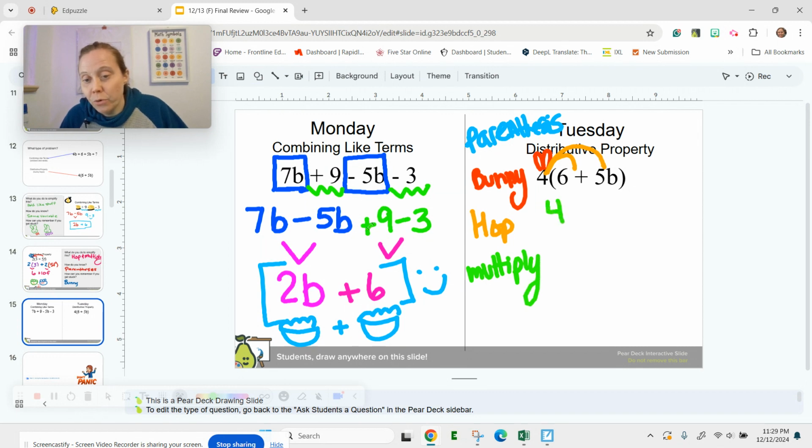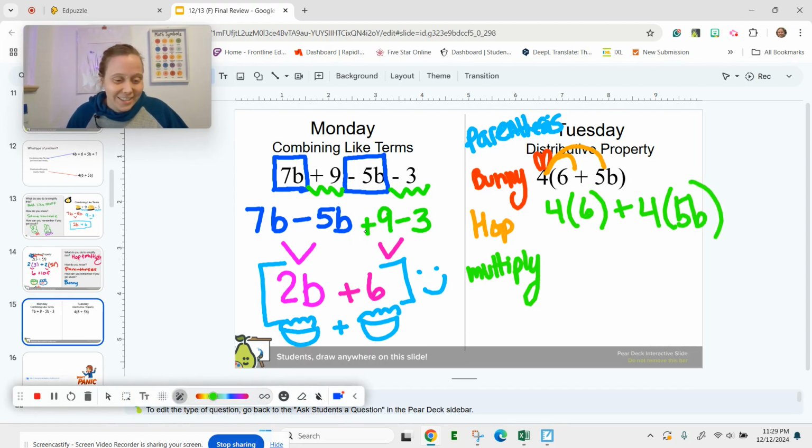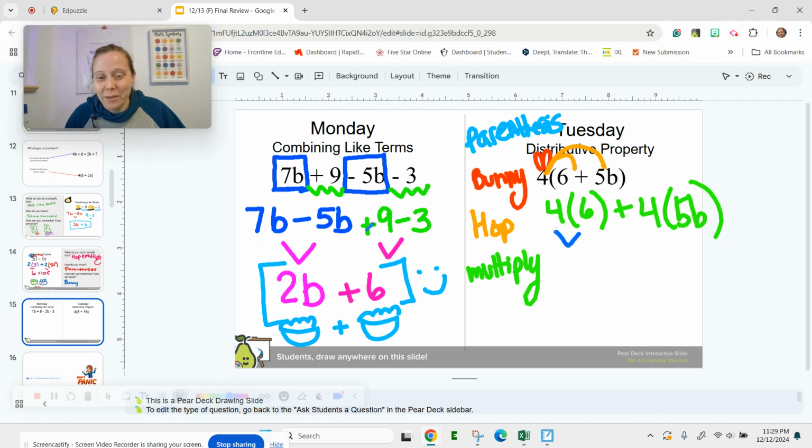So we have 4 times 6, and we have 4 times 5b. And that 5b looks kind of funny, and that's okay. So when we multiply, we get 4 times 6, which is 24. When we multiply here, we get 4 times 5b, which is 20b.